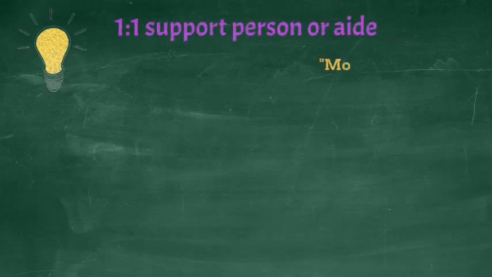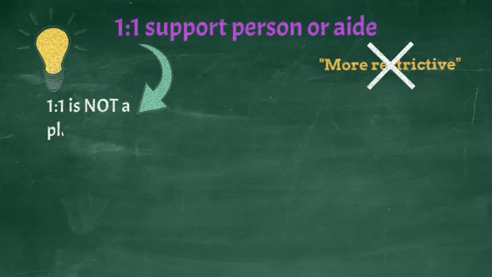One of the supports or services that may assist a child in staying at school for a full day is a one-on-one support person or aide. Schools sometimes say that a one-on-one is more restrictive than being on modified day or homebound, but that is not true. First, a one-on-one is not a placement.